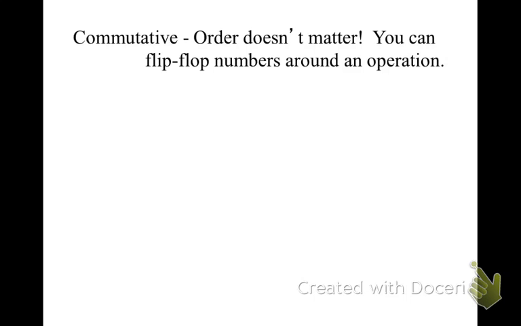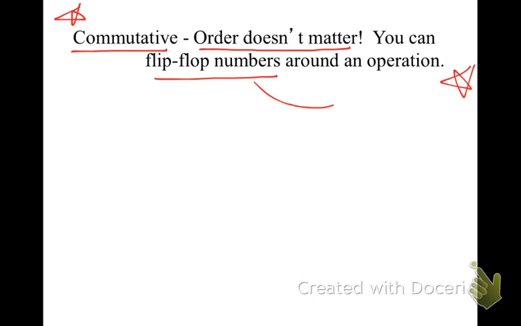So first off, in your notes, I want you to write commutative and what's behind it. So basically with commutative, it's telling you order doesn't matter. You can flip-flop numbers around during an operation while you are solving. So I'll give you some examples to see how the commutative property works.